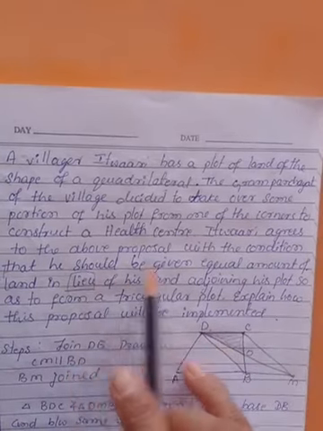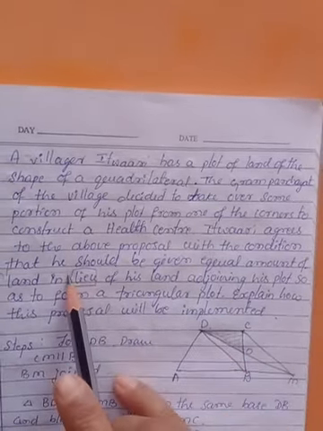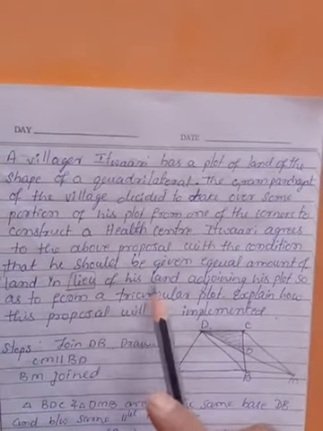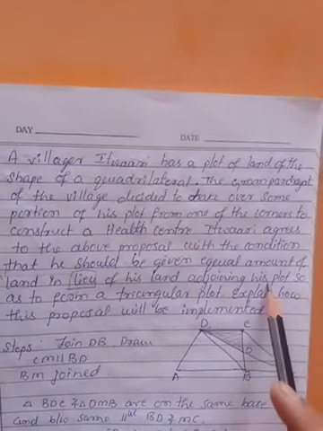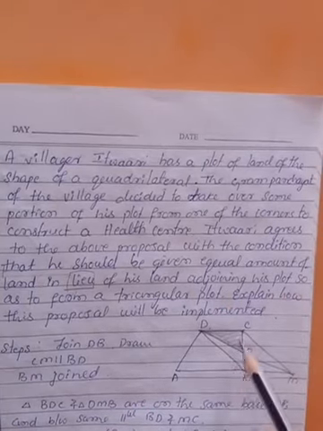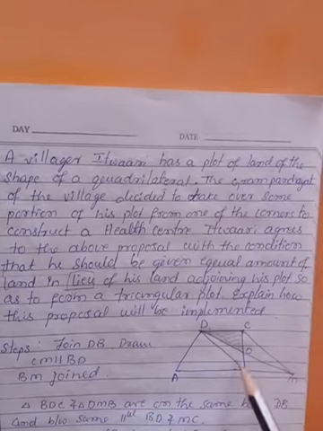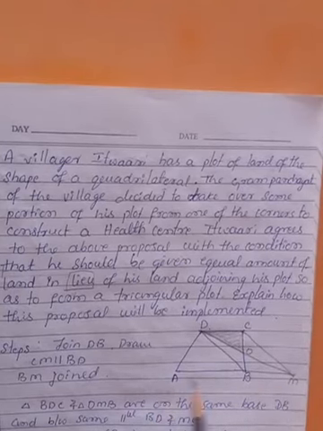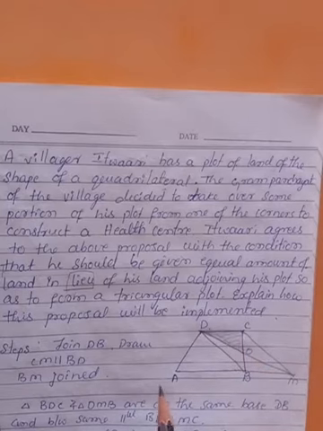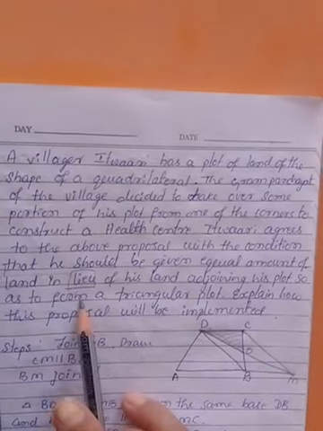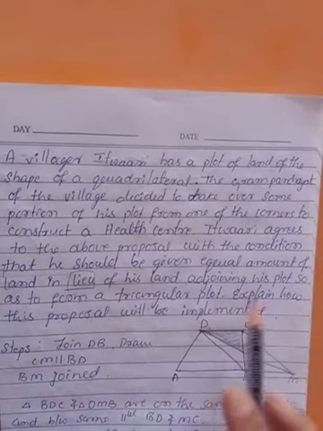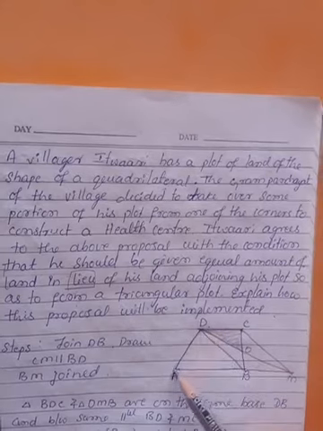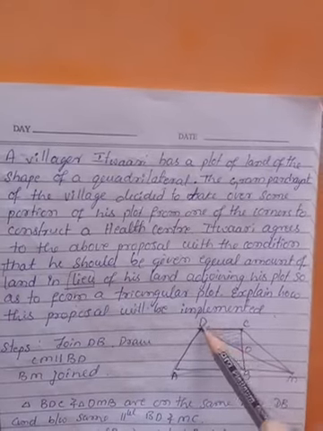Itwari agrees to the above proposal with the condition that he should be given an equal amount of land in lieu of his land adjoining his flat. So in place of this land, adjacent to his land, he should get one more piece of land of equal area, so as to form a triangular flat. We got here a triangular flat.